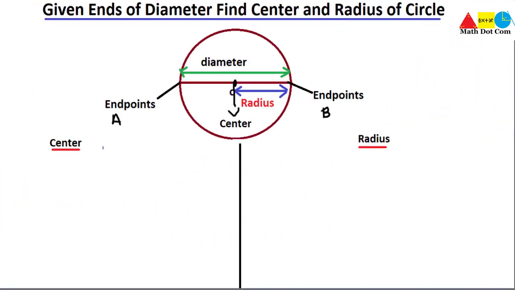Hello everyone, today's lecture is how you can find the center and radius of a circle if you are given the ends of the diameter. It means the endpoints of the diameter will be given and you will be asked to find the center and radius of the circle. So let's start with the example.